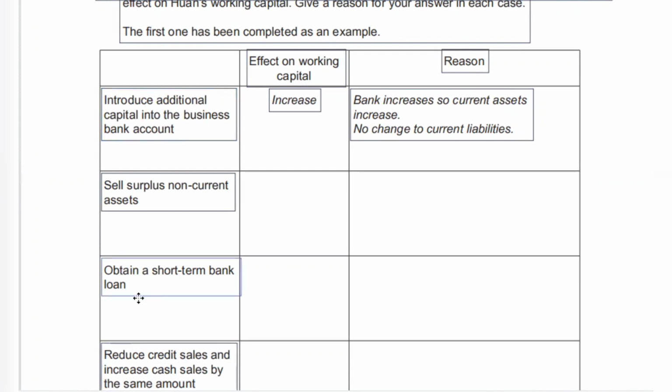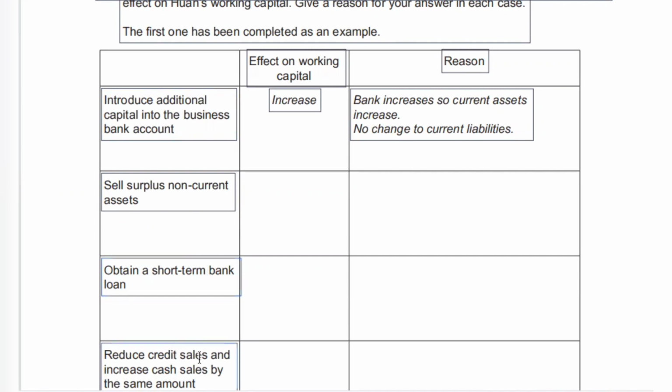So we have obtained a short-term bank loan. It will increase our bank or cash, that will increase the current assets. And short-term bank loan means current liability will also increase. Short-term bank loan means that we have to repay the bank loan within a year, within 12 months. So it will increase our current liability. In this adjustment, the entry would be cash or bank debit and current liability credit. So there is no effect on the working capital.